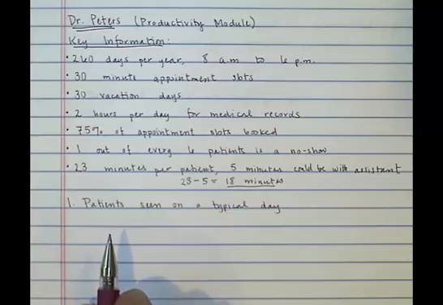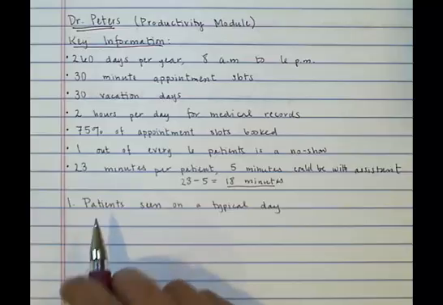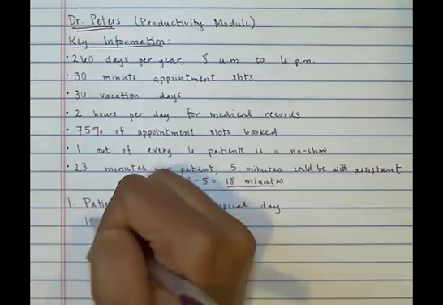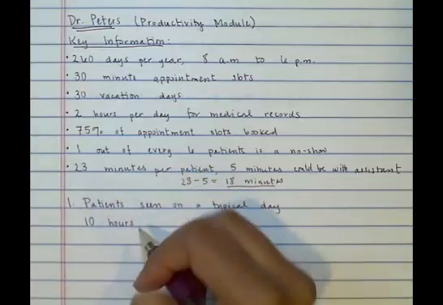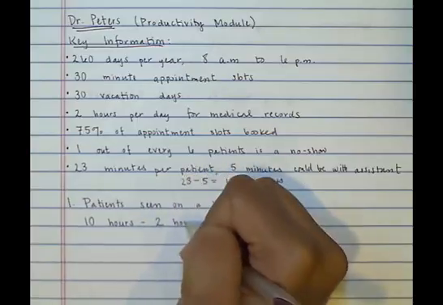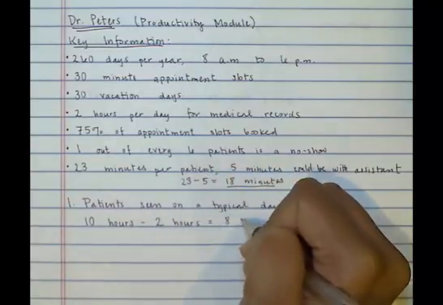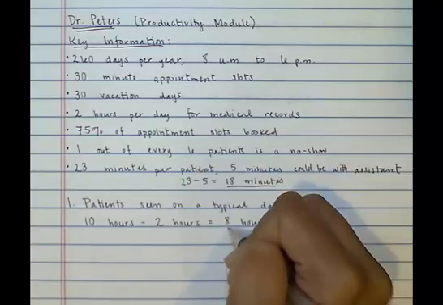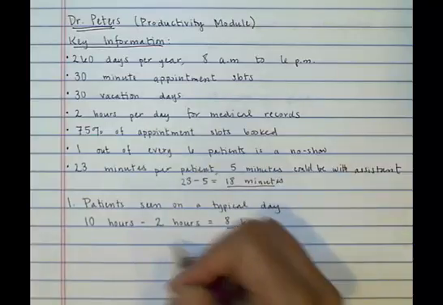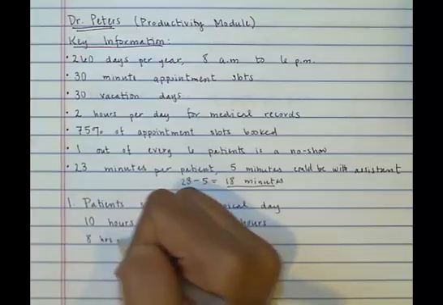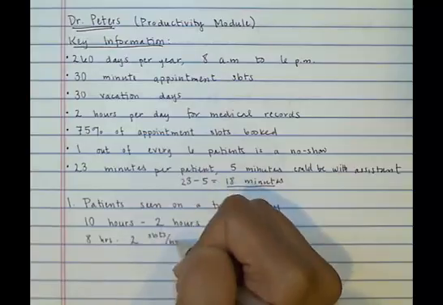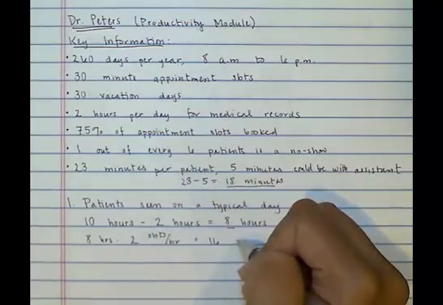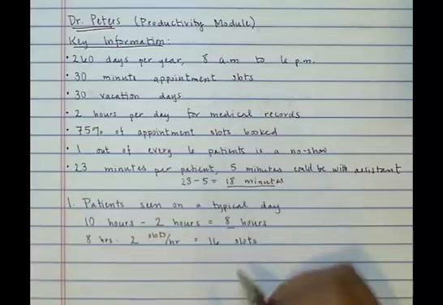The first question asks us how many patients he sees on a typical day at work. Since he is at the clinic from 8 a.m. to 6 p.m., he spends 10 hours at work. However, 2 hours are spent on records, so that means he has 8 hours available to see patients. 30-minute slots means that he can see up to 2 patients in 1 hour. So 8 hours times 2 slots per hour means that he has 16 slots available to see patients per day.